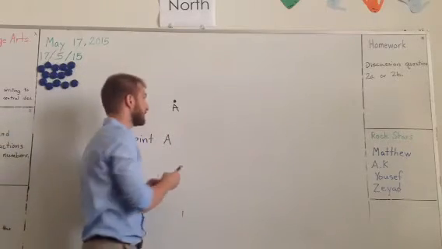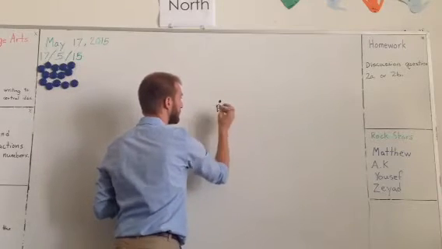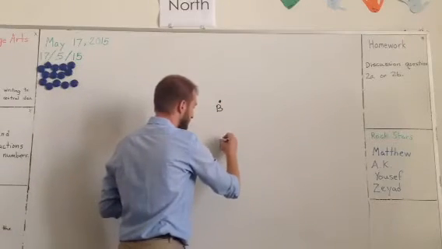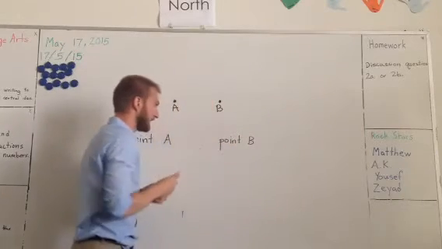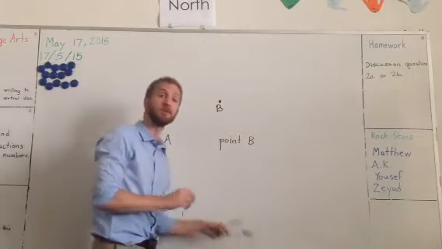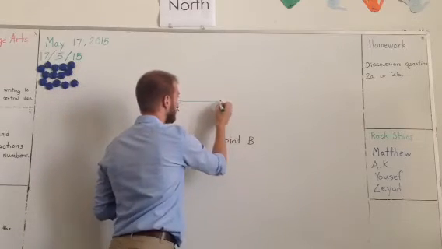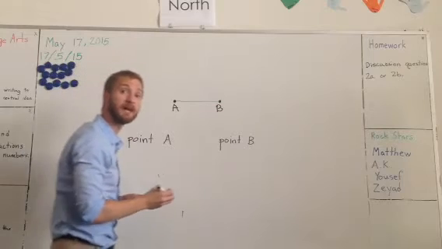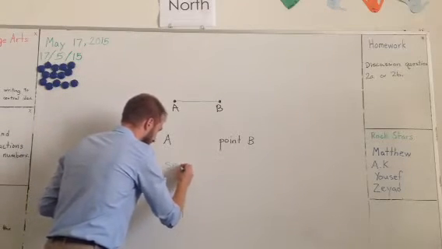Now, if I had a second point, I'm just going to put that here, call that point B. I'll write this as point B. If I want to connect these two, I can do that. Connect point A to point B. Now I have a line segment. So I'll write that, line segment.